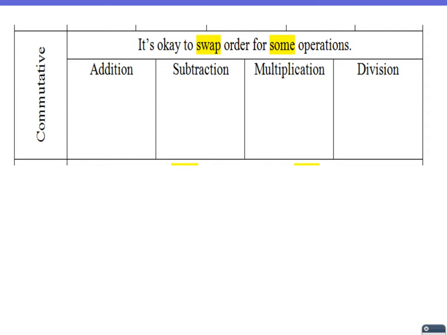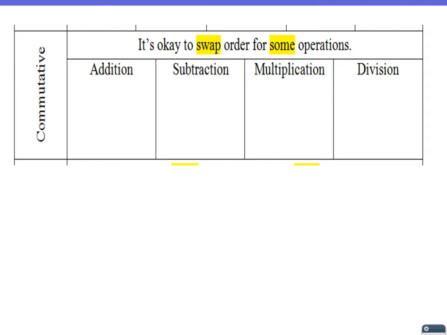Okay, commutative. Commutative is, if you think about commuting, your parents, maybe they commute, or maybe you know a friend, or friends' parents commute, and that means they travel. They swap where they were. They were up here in the Antelope Valley, and they commute down to the San Fernando Valley, or I don't know, maybe even all the way down to Orange County. But they're swapping order. They're swapping their place.